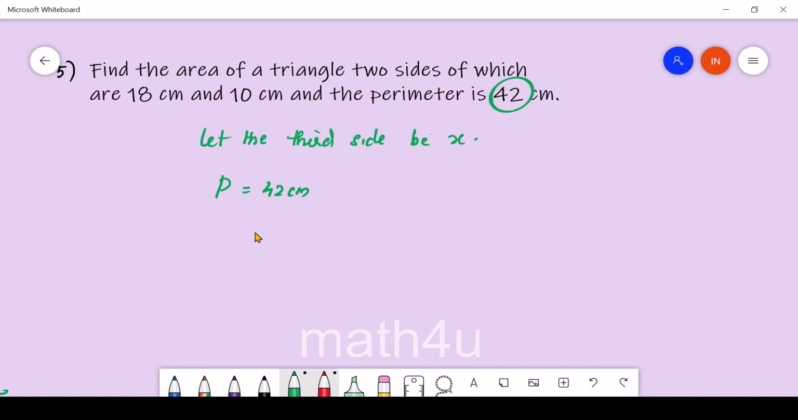So we can easily find out the value of x now because we know that 18 plus 10 plus x will be equal to 42, right? Therefore, what will be x? You can take 18 plus 10, that is 28. 42 minus 28 is 14 centimeters, right? Therefore, what will be S? S is equal to perimeter by 2, that is 42 by 2 is equal to 21 centimeter.